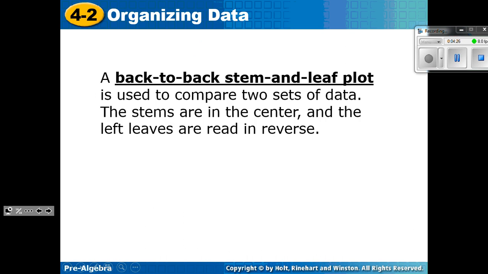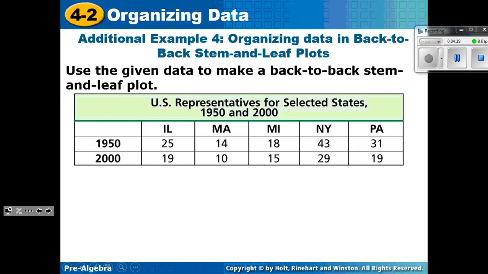Okay, then we've got this back-to-back stem and leaf plot. This confuses people sometimes. It's used to compare two sets of data. The stems are in the center, and the left leaves are read in reverse. All right, so we kind of have two sets of data here. We've got 1950 data and 2000 data. What's it mean here? U.S. representatives for selected states in 1950 and in 2000, okay?